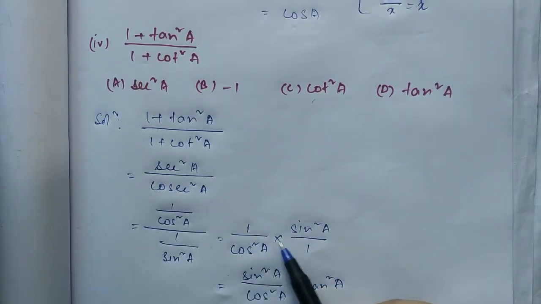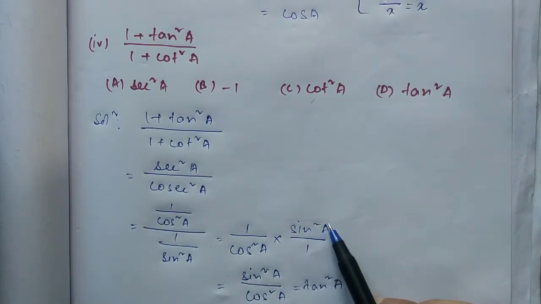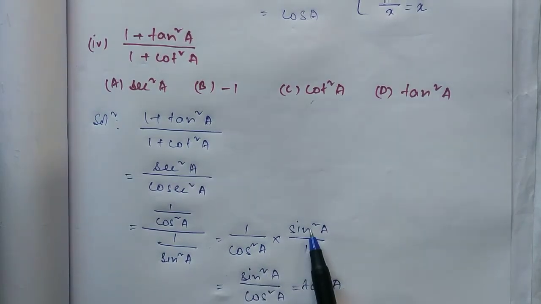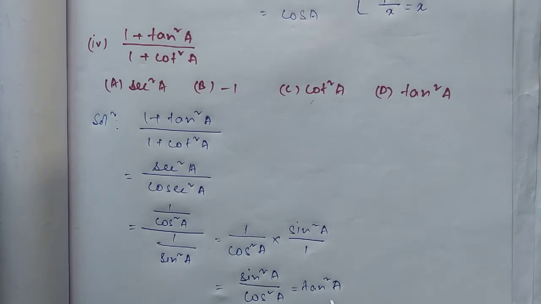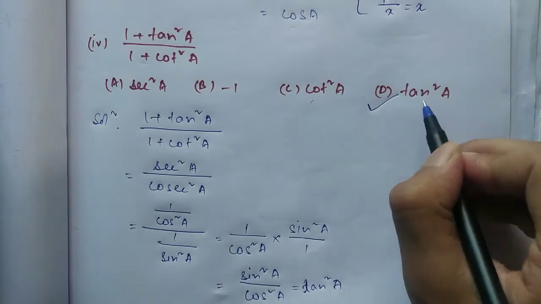Now it is divide, if we turn it into multiply, they get inverted, so it comes out to be sin square a by 1, and 1 gets cancelled, and sin square a by cos square a comes out to be tan square a. So our answer is option number D, it is tan square a.